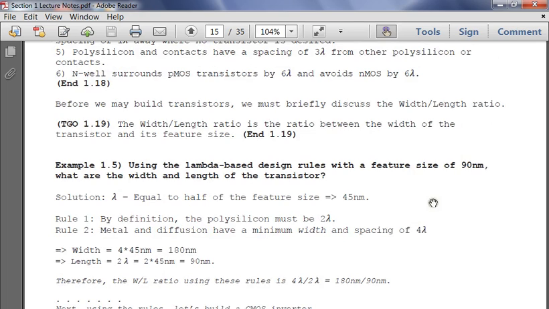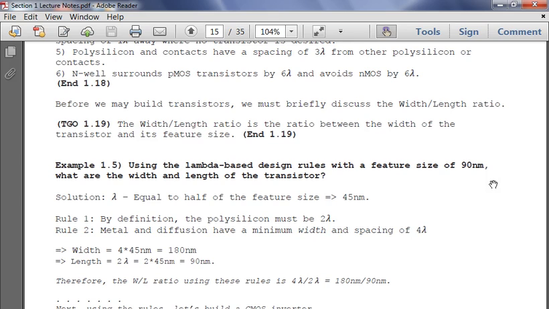So we're going to go into a quick example. Using lambda-based rules with a feature size of 90 nanometers, what is the width and length of the transistor? So remember, we have lambda, which is equal to half of the feature size. That's 45 nanometers. By definition, the polysilicon must be 2 lambda, so that's 90. Metal and diffusion have a minimum width and spacing of 4 lambda.